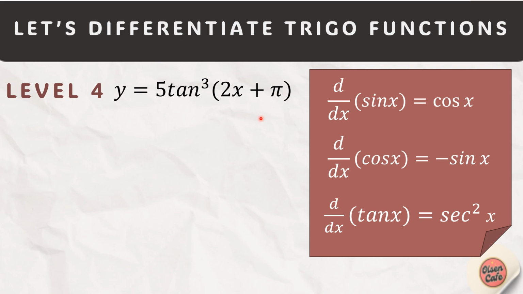Just a quick recap over here: pi is not an unknown. Pi here is actually a constant. When we differentiate a constant pi, we actually get 0. These are some basics that we will need to know. Okay, so let's move on.